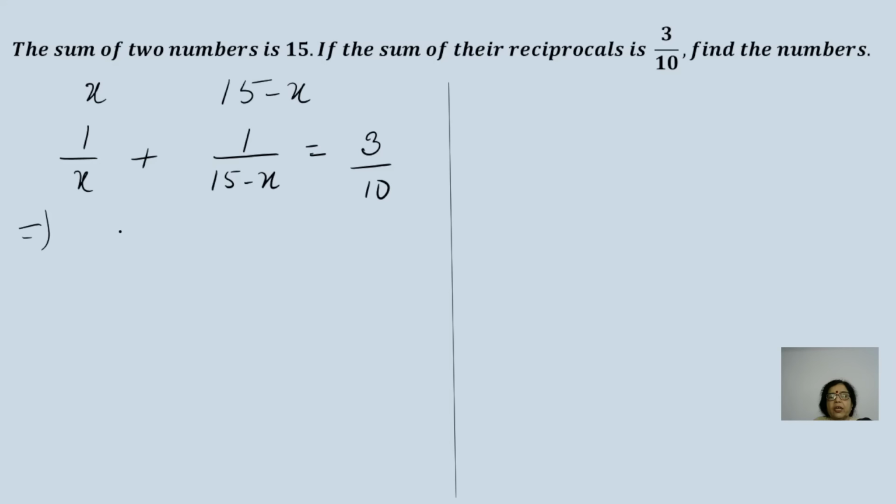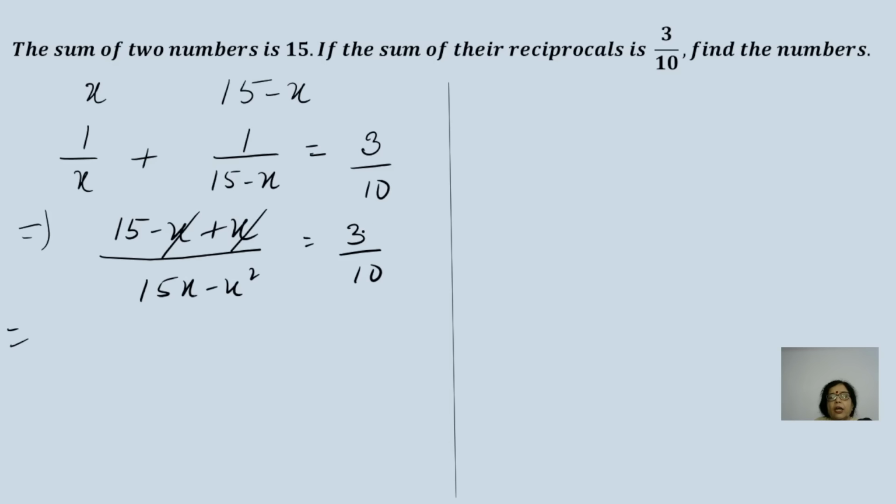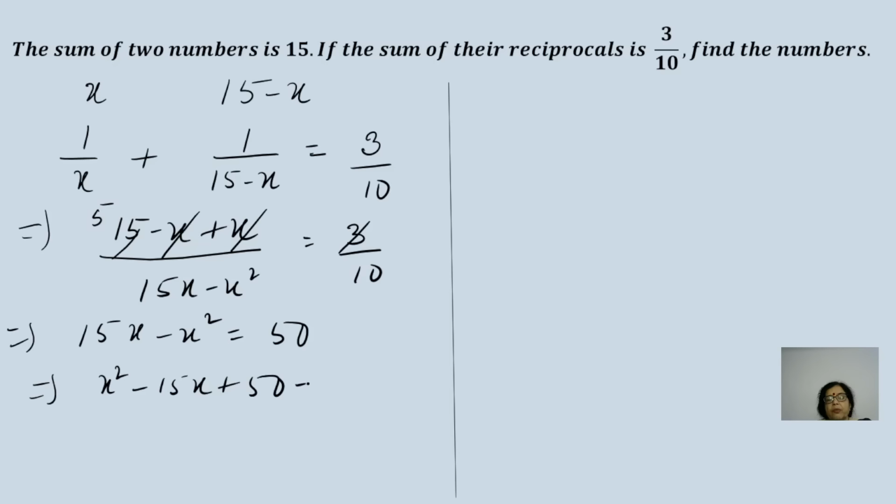And for that we take the LCM. So this becomes 15 minus x plus x divided by 15x minus x squared is equal to 3 by 10. So this x and x will get cancelled. 15 is divisible by 3. Now because 15 is left alone, we can divide it by 3 and we'll get here 5. So this becomes 15x minus x squared is equal to 50, which can be rewritten as x squared minus 15x plus 50 is equal to 0.